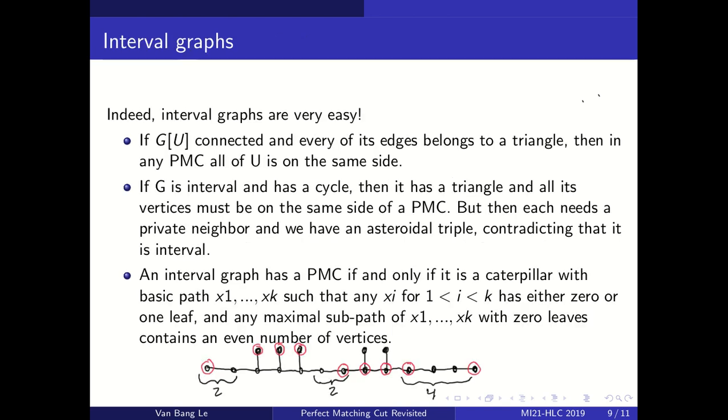Okay, so what about interval graphs? So I mentioned that the interval graphs had bounded min width, and that we hence get an n to the 10 algorithm for deciding if it has a perfect matching cut. But indeed, it can be done much easier by some very simple observations.